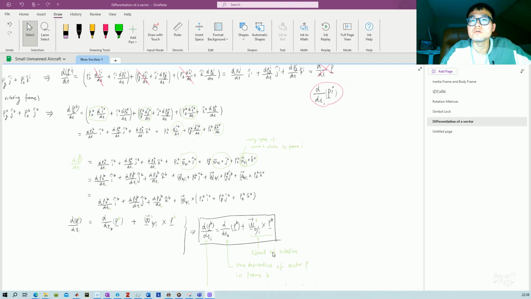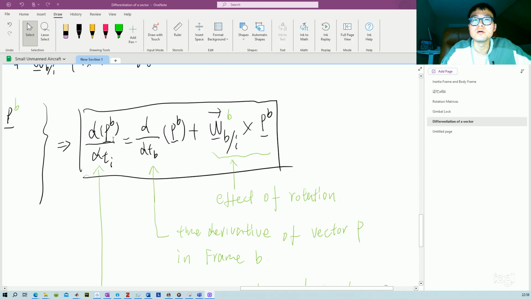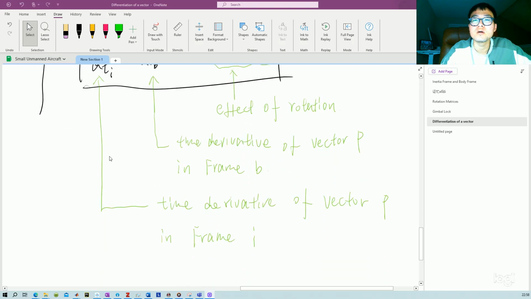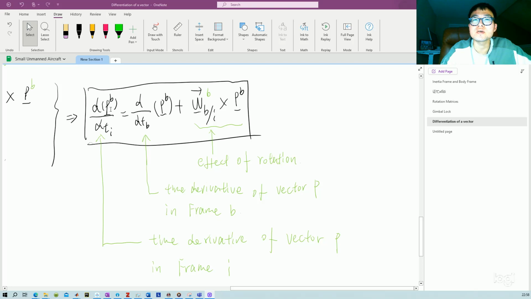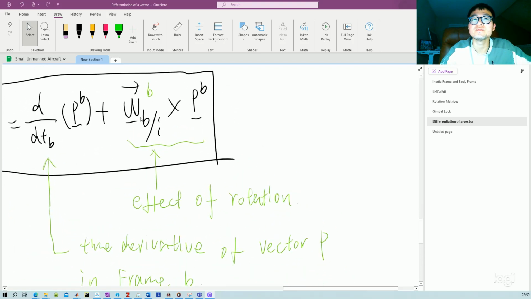Today I'm finally ready to talk about the proof that differentiating an arbitrary vector p expressed in frame B, the vector itself is expressed in frame B, but we take the time derivative with respect to frame I, is equal to: you take the same vector, do the time derivative in frame B itself, plus a relative rotation vector, the rotating speed vector, expressed in frame B with respect to frame I.